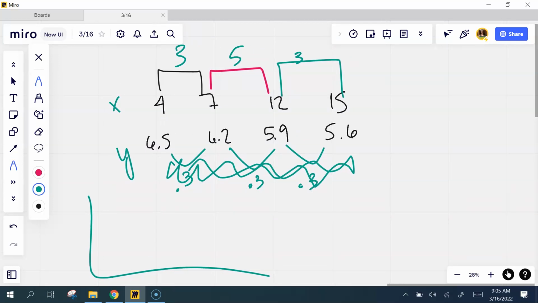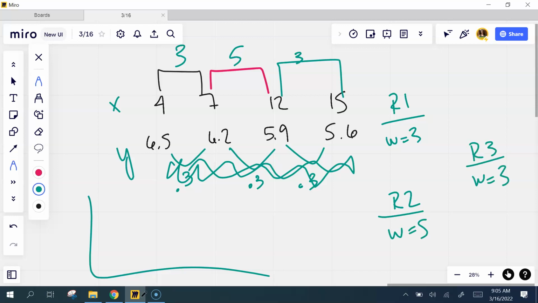That's your width of each rectangle. These are not equal width because when you're on a table, they're not necessarily equal. So I've got rectangle 1 that's got a width of 3, rectangle 2 that's got a width of 5, and rectangle 3 that's got a width of 3. Now I need the height.